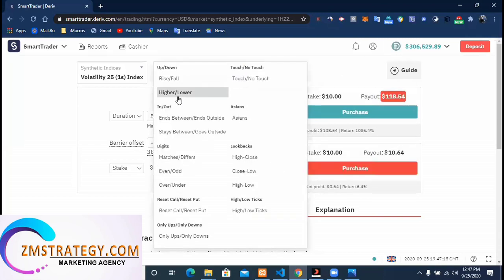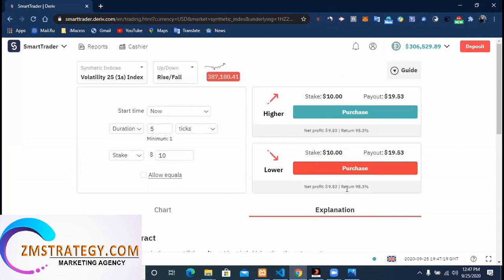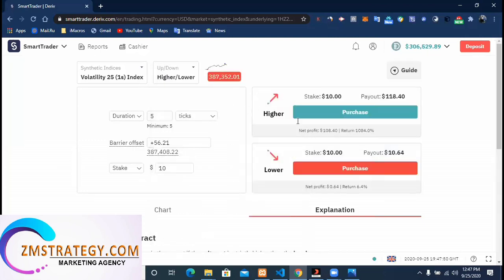Now mind you, on Rise/Fall, if you are taking any trade, the payout is 95.3%. That means if you win any trade, your money is going to be calculated at 95.3%. So if you are taking $10, your profit if you win that trade is $9.53. But with Higher/Lower, you can minimize the money which you are going to make, which means you can minimize your risk.